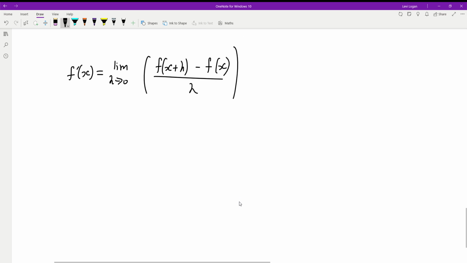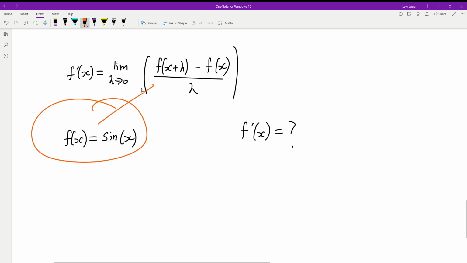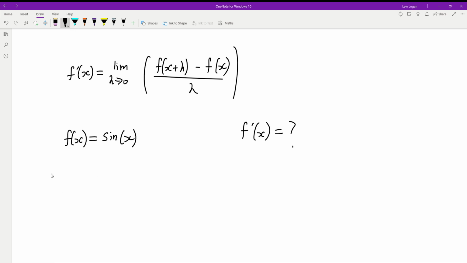Let's look at sine x. So, for example, f of x equals sine x. What is f dash of x going to be? Okay. So all we're going to do is plug this into our definition and see what we get. So if f of x is sine x, that means f of x plus h is going to be sine of x plus h.